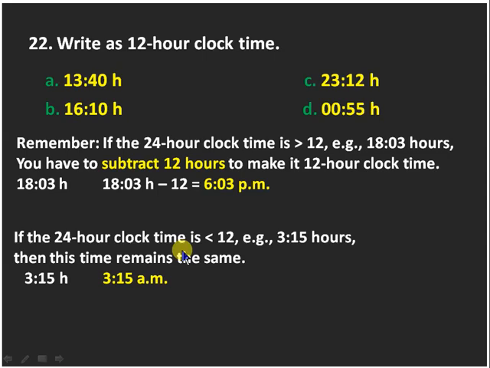If the given time is less than 12 hours, you have to write am, and if you find the time is greater than 12, you have to write pm. 3:15 hours becomes 3:15 am simply. So I hope, inshallah, you will do all these questions.